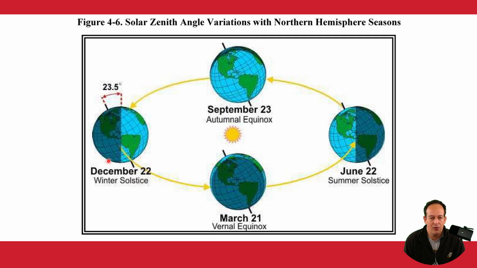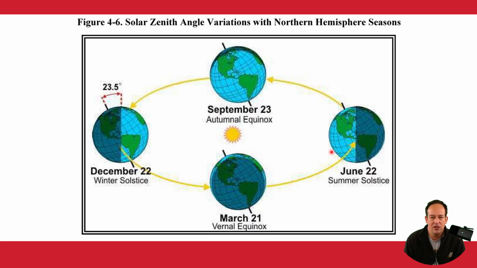But then we go through half the year later. Now we're in the summer solstice, where more of the northern hemisphere is exposed to the sun's heat energy through radiation, which we talked about in part 2. So here it's going to be hotter in the northern hemisphere and colder in the southern hemisphere.